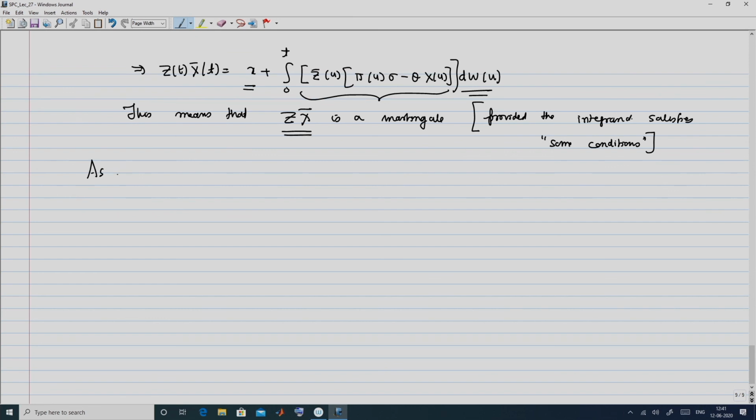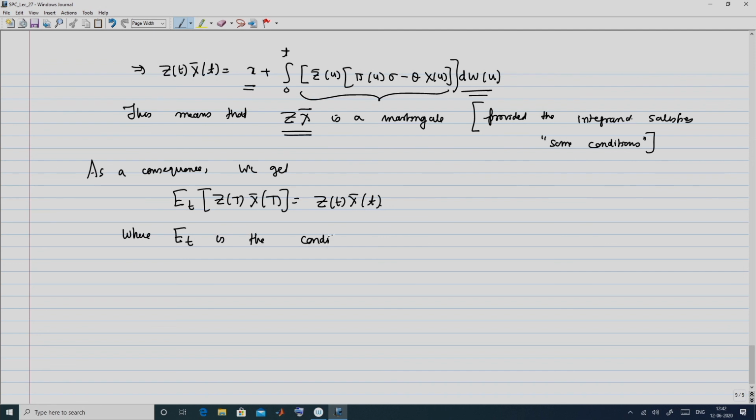Now, since z of x bar is a martingale, as a consequence we get that the conditional expectation E_t of z of t x bar of t is going to be z of t into x bar of little t, where this newly introduced expectation E subscript t is the conditional expectation conditioned on the information available at time t.